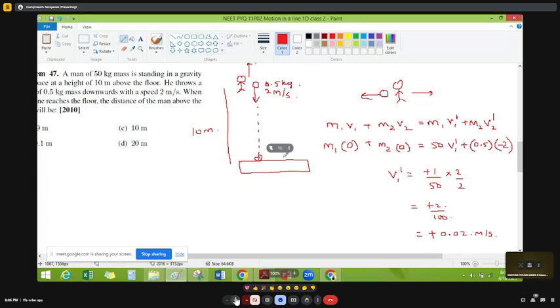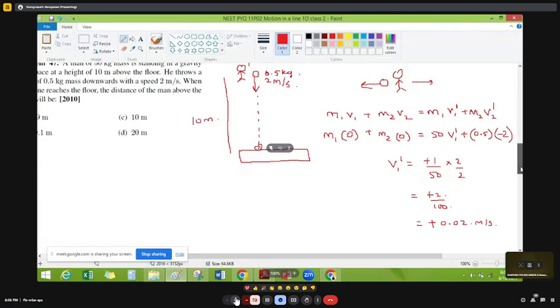Since there is no gravity, there is no acceleration. That means I need to find the time. I know the speed, I know the distance. So I think I should use s equals ut plus half at square. But there is no gravity, which means this becomes 0. Velocity is 2 meter per second, distance is 10, which means time taken for this stone to reach here would be 5 seconds.